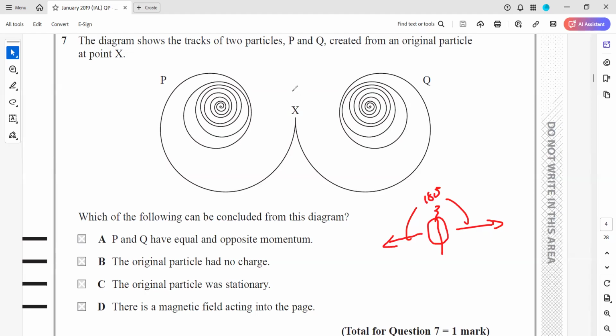Why can we not say the magnetic field is into or out of the page? The problem is we don't know the nature of these particles. You don't know which is positive and which one is negative. If we knew that one of them is positive, then we could apply the left-hand rule and identify the direction of the magnetic field. But as we don't know the nature of the particles, we cannot say whether the magnetic field is in or out.